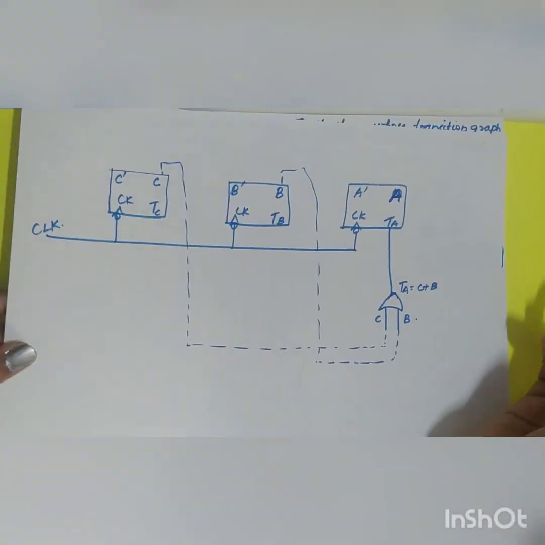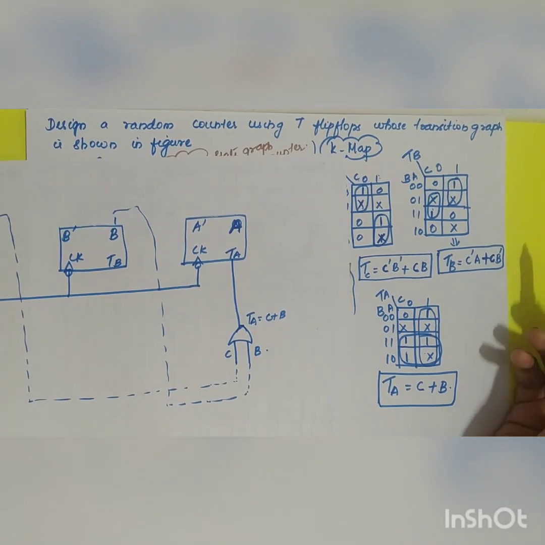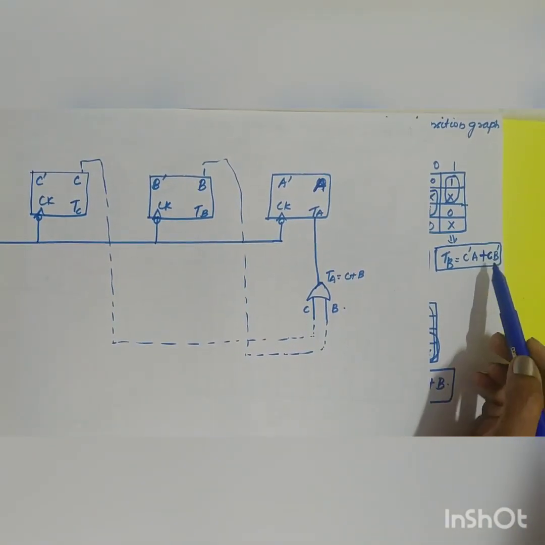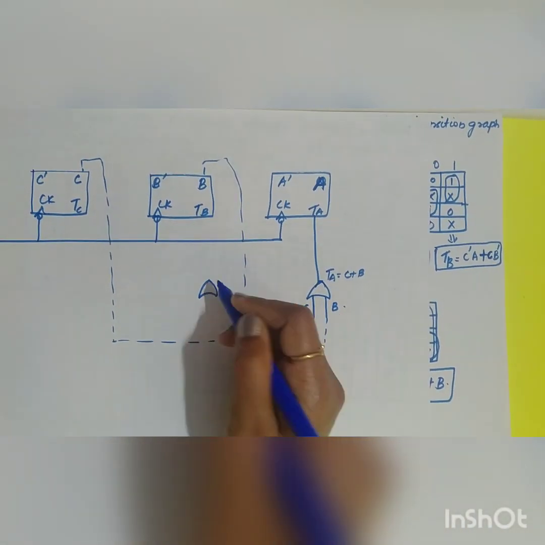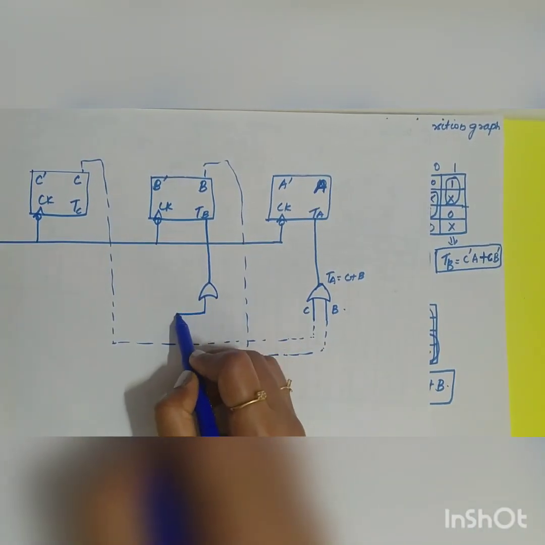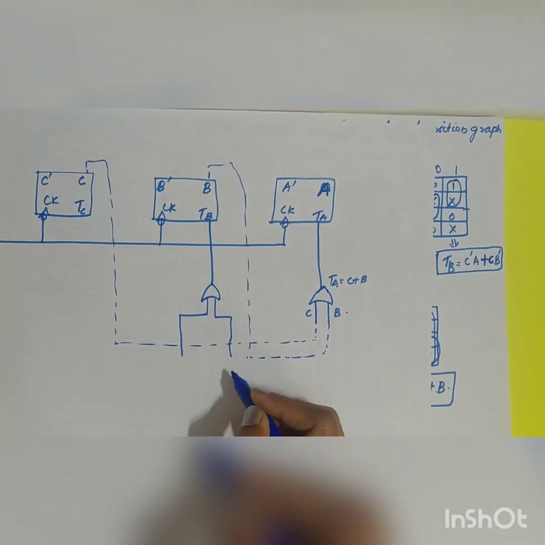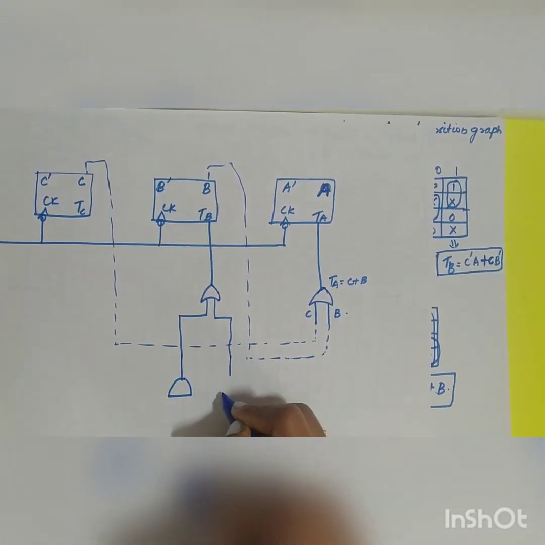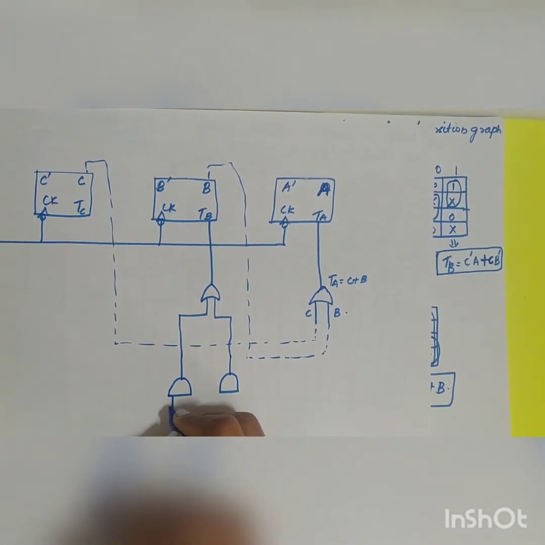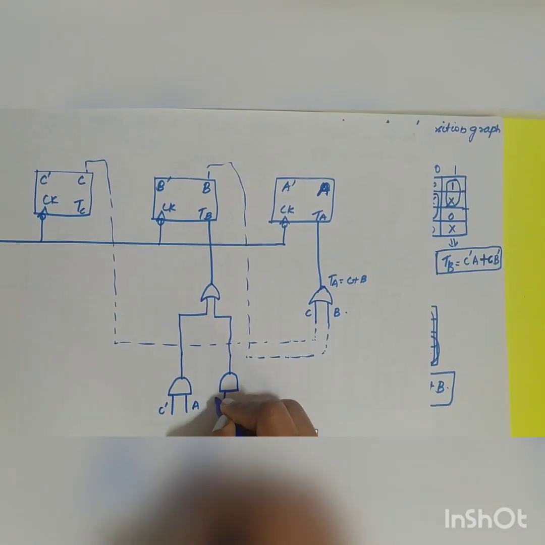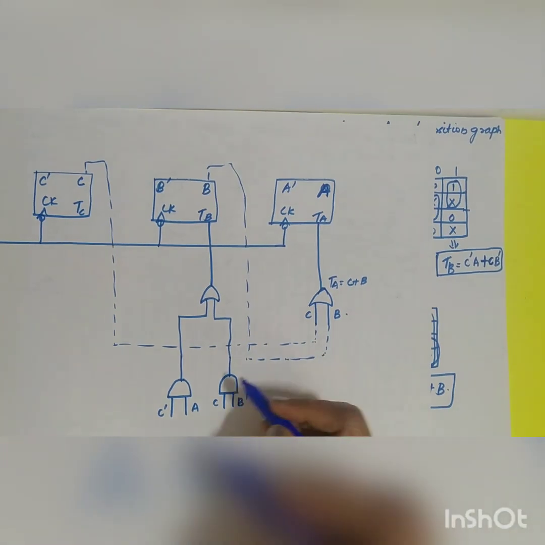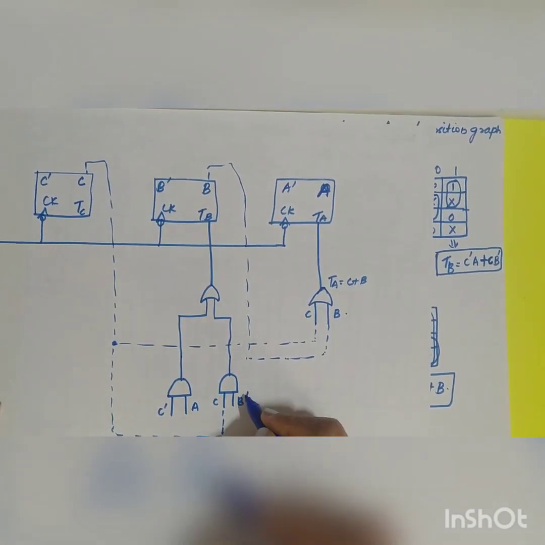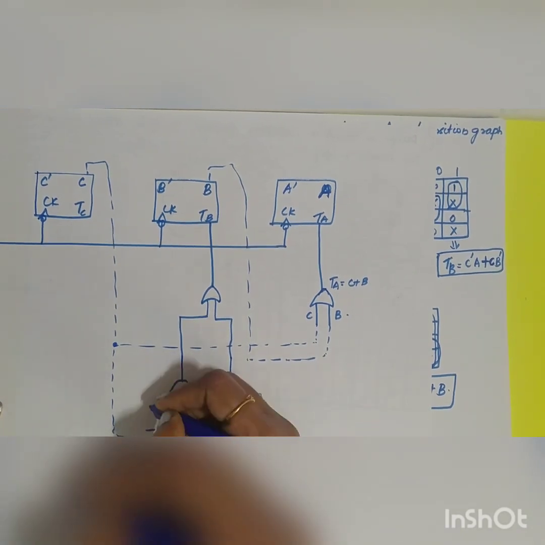Now what is your TB? TB is equal to, what is your expression you have got? C bar A plus C B bar. So TB is equal to C bar A plus C B bar. So you can use an OR gate also here in order to add both, right? So now here you have two combinations. What are the two combinations you have? One is your C bar A. So you will be using an AND gate. Okay. So one input is going to be your C bar and A and the other input is going to be your C and B bar. So again, do the same concept. So C just connected to the, here already you have a C, right? So just connect it to C, and here it is B bar. So here you have B bar, just connected to your B bar.